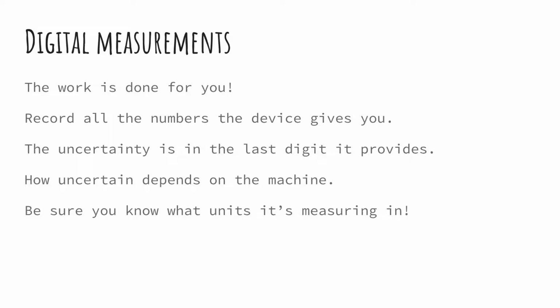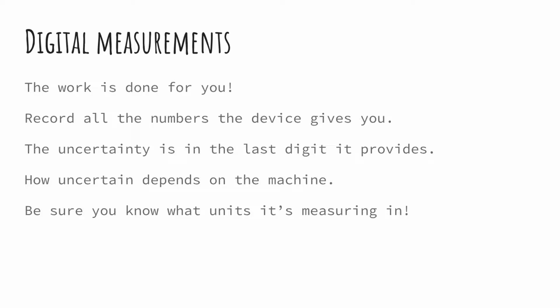So when you have a digital measurement, like when you're using a scale or a balance or a more fancy and therefore expensive piece of equipment, the uncertainty is going to be in the last digit it provides. How uncertain that last digit is depends on the machine. But still, go ahead, write down that last digit, and be aware that that's where your uncertainty is. That's where things get a little bit fuzzy, a little bit hazy.